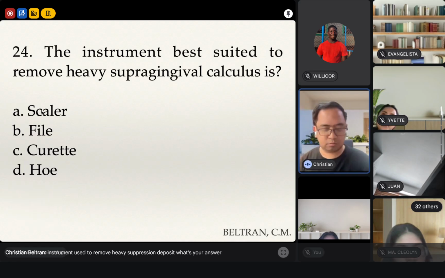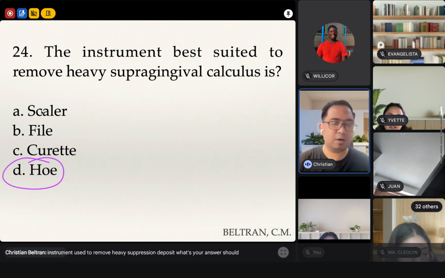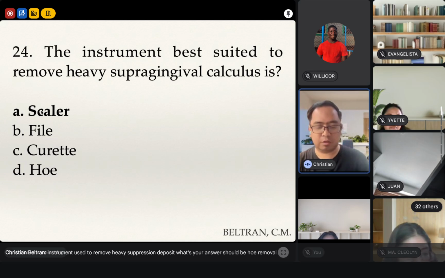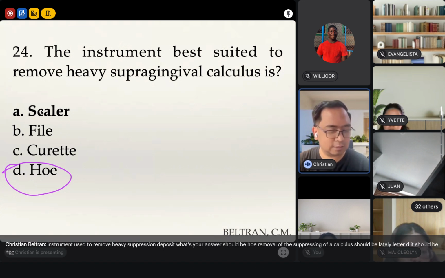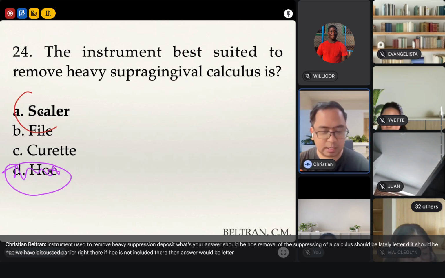Mali yung answer ko dito. Dapat letter D, hoe. The answer should be hoe. Diba? Gross removal of the supragingival calculus should be letter D. Pakinote na lang. Letter D. It should be hoe, as we have discussed earlier. All right? Hoe is not included there. Then the answer would be letter A, scaler. All right?